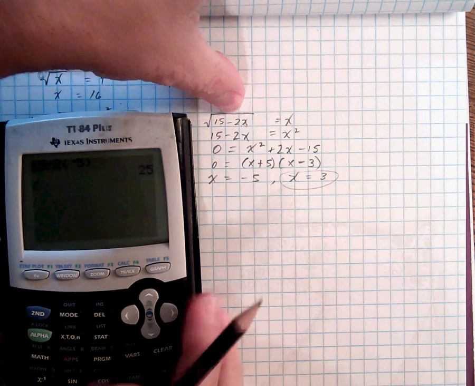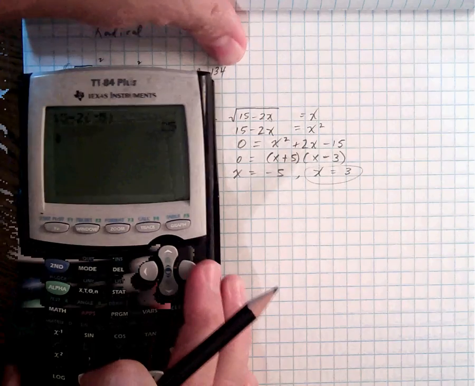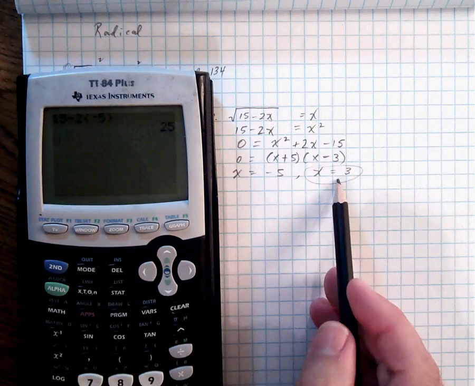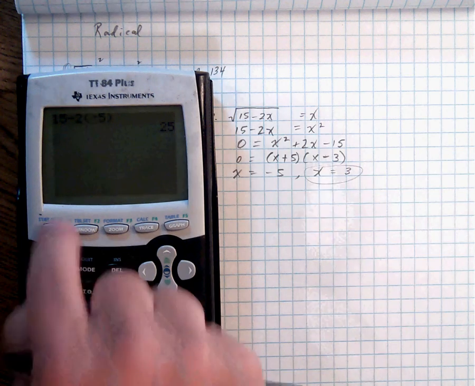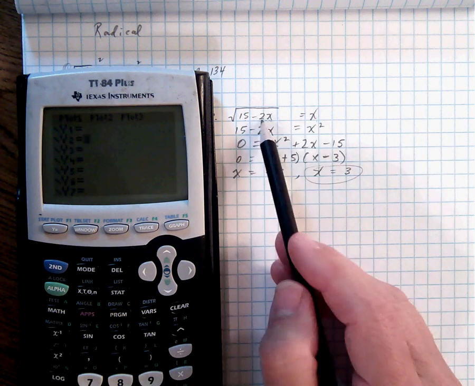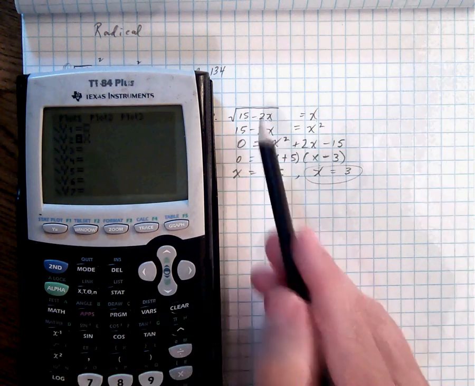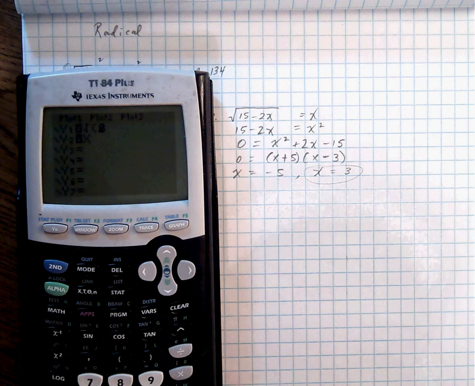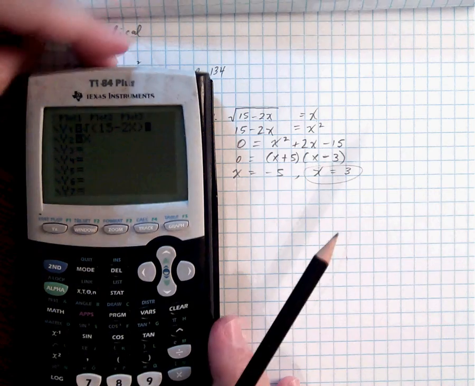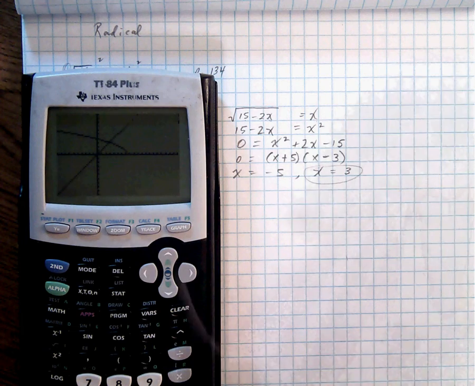So that one works. Now let's graph it and see that the solution is in fact only 3. We're going to graph both of these separately. So this one's just going to be x, and this one's going to be the square root of 15 minus 2x. Graph. Alright, and you can see there's only one intersection.